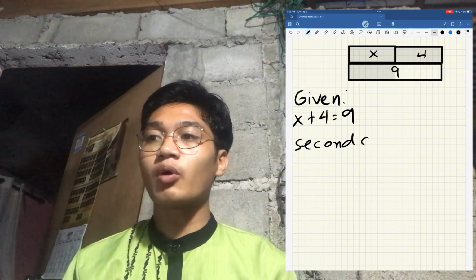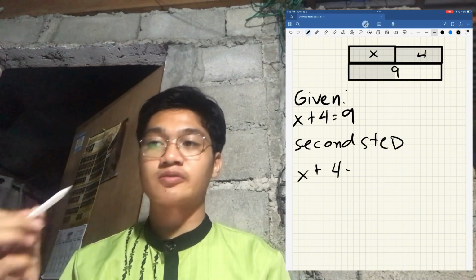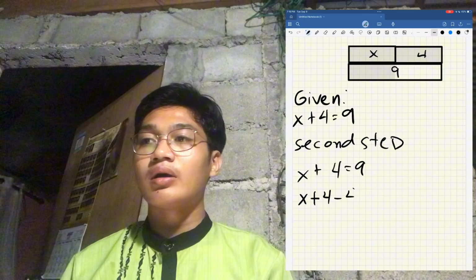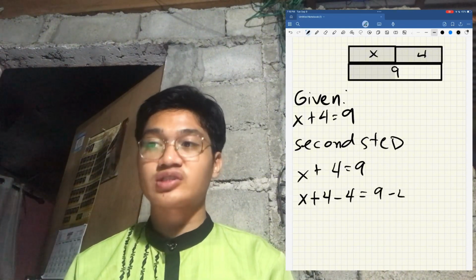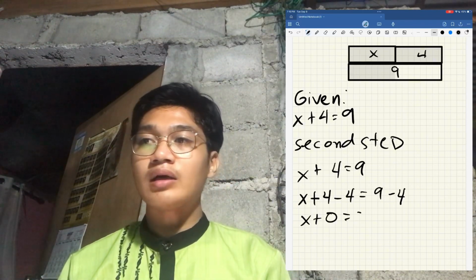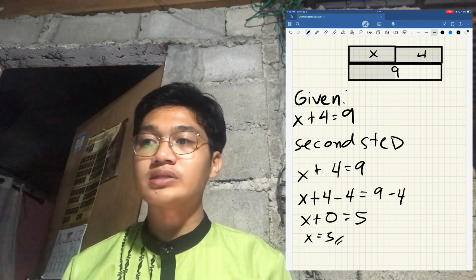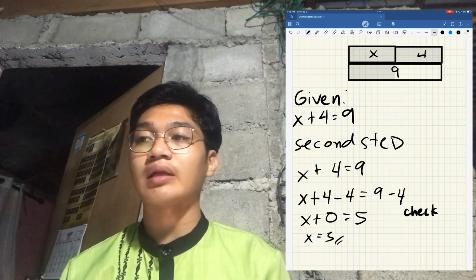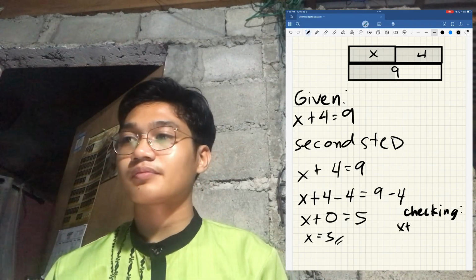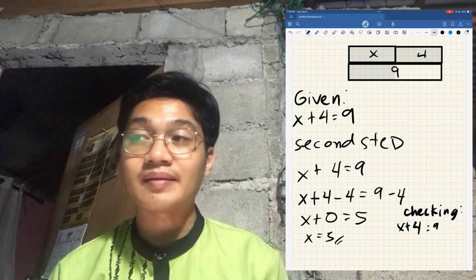So x plus 4 is equal to 9. x plus 4 minus 4 is equal to 9 minus 4. So therefore, x plus 0 is equal to 5. So x is equal to 5. Let's check. x plus 4 is equal to 9. So we will substitute the x, which is 5. 5 plus 4 is equal to 9. Therefore, 9 is equal to 9. Therefore, x is equal to 5. So the value of our x is 5 since it becomes equal to 9.